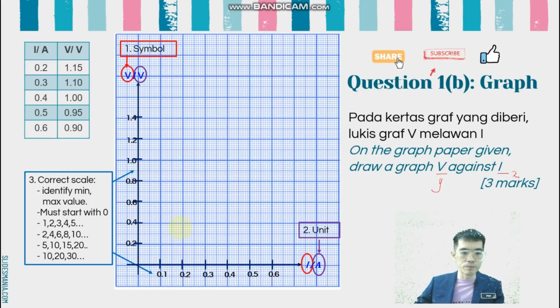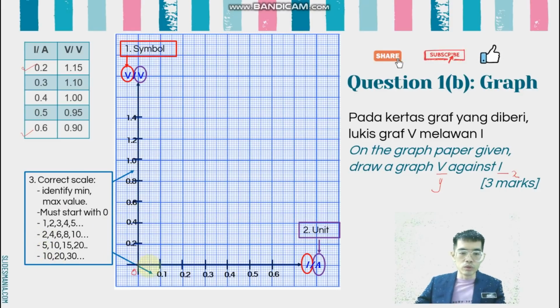For this, firstly you have to identify the minimum value and maximum value for each parameter. For example, here the current minimum value will be 0.2, and the maximum will be 0.6. So your scale must cover the minimum and maximum value. And the second, the scale must start with 0, which will be the origin here. And the scale must also be given in multiples of 1, 2, 5, and 10.